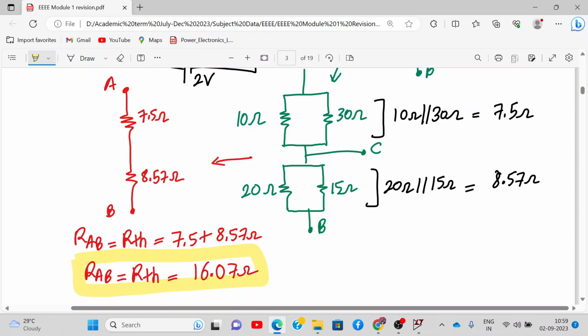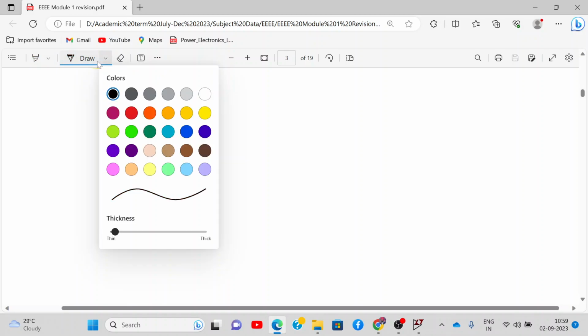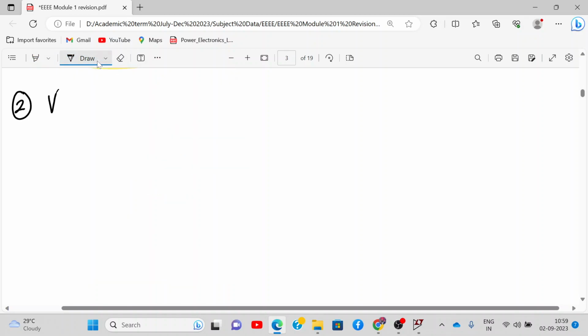Are you all getting this? Yes or no? Yes. Okay, let's proceed forward. Now, for the second case, for finding VTH. What do we do in calculating VTH? We remove RL and calculate the voltage between A and B points. So calculate VAB or VTH.